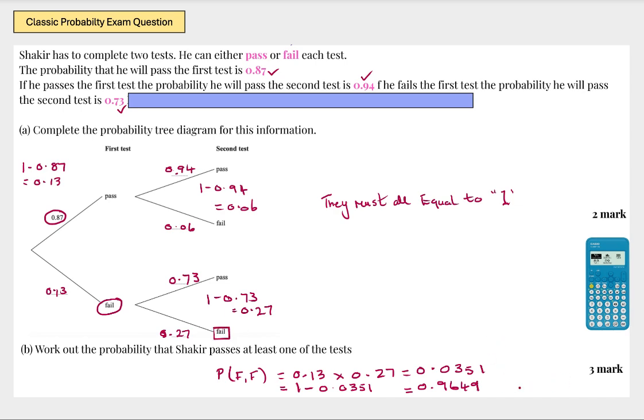If you do want to see the other version where I'm putting in pass, fail, pass, and all those kind of lovely things, let me know and I'll do one. But I just think this is so much easier.